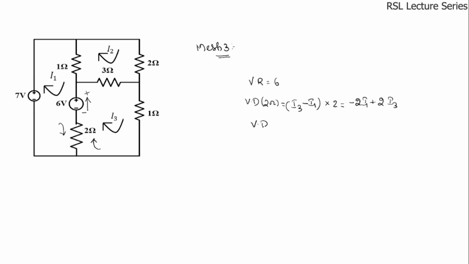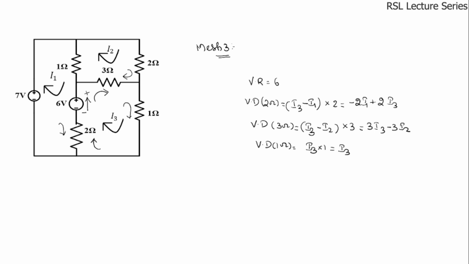Next we have to write the voltage drop across the 3 ohms resistor. This 3 ohms resistor is lying in between mesh 2 and mesh 3. Mesh 2 current is flowing this way and mesh 3 current in the opposite direction. Since we are writing for mesh 3, we have to write it as I3 minus I2 multiplied by 3. On multiplication, we'll get 3I3 minus 3I2. Next, the voltage drop across the 1 ohm resistor. The current flowing through this 1 ohm resistor is I3 only. So I3 into 1 is equal to I3.